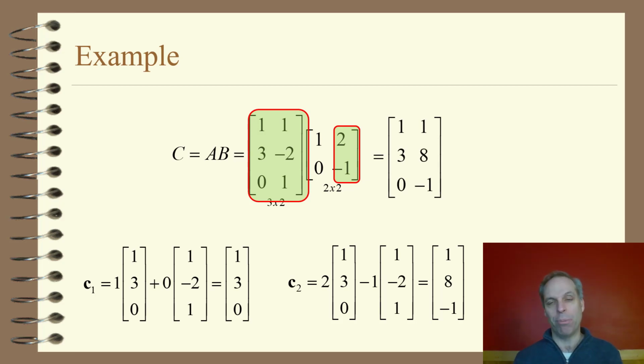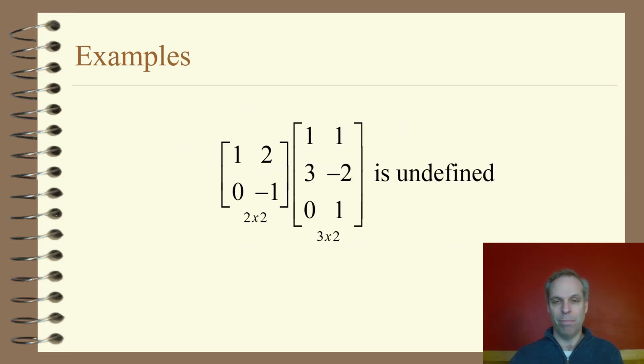Nice, right? It's simple. But if you look at these same two matrices, but now reverse their order, not only does it not equal the original product, but now it's not even defined. That's because the inner numbers here are not the same. The number of columns of the first matrix does not equal the number of rows in the second matrix in that product. So that product is undefined.